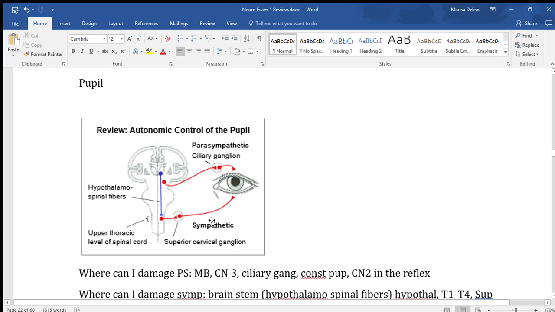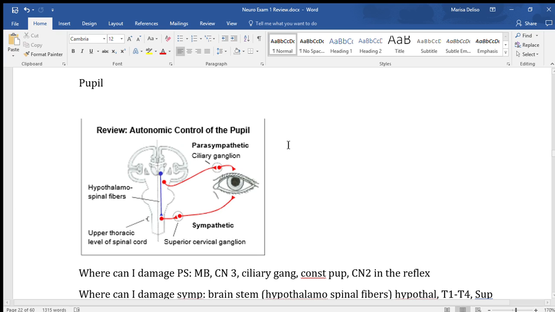Okay, pupil. I'm not going to go into pupil that much because I'm sure you've done it 400 times. One thing I want to note is this little pathway right here, my hypothalamospinal fibers. So you guys know the parasympathetics, cranial nerve 3, Edinger-Westphal, whatever. What's important though is sympathetics. So for some reason, it's just so easy to forget that these are located in my thoracic spinal nerves, right? Which means that to communicate with them, I need to go down, which means I need to use my hypothalamospinal fibers.